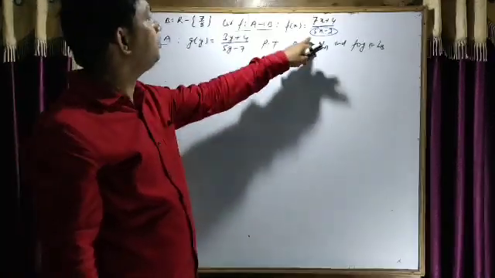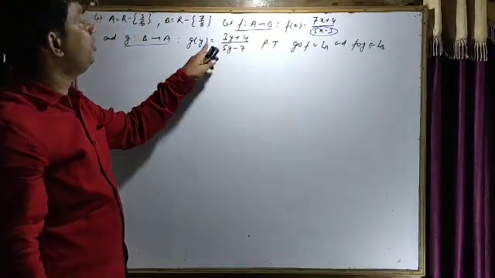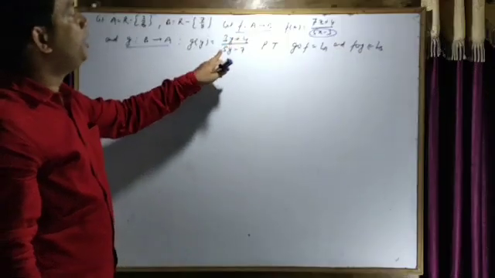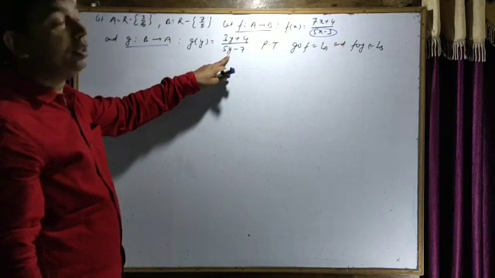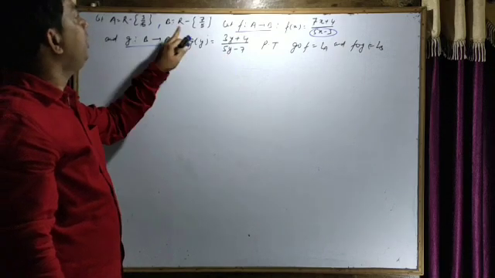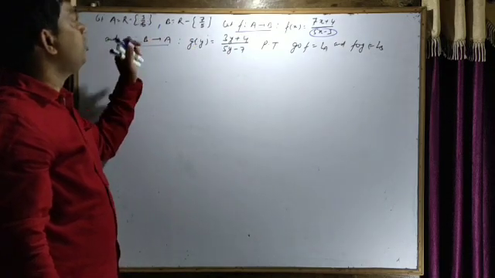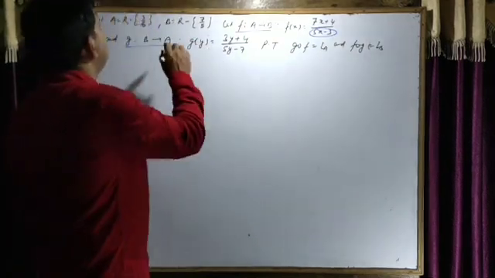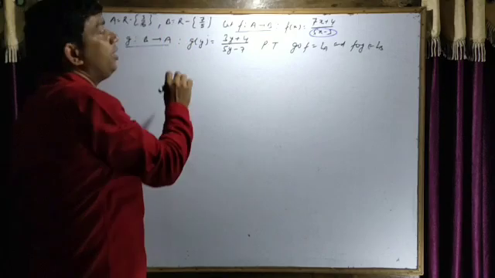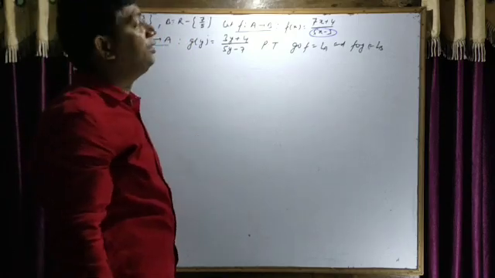And here also, g(y) = (3y + 4)/(5y - 7). If you substitute 7/5 here, the denominator becomes 0. So that is why in A, 3/5 is not present, and in B, 7/5 is not present, but these both are real numbers, so it is a real valued function.